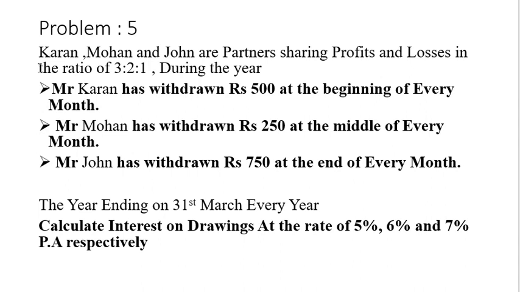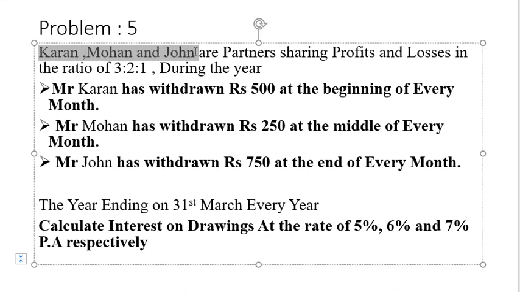Problem number 5. Same problem, nothing has changed here. Karan, Mohan and John, see 3 partners. Karan, Mohan and John are partners sharing profits and losses in the ratio of 3:2:1. So this is just a profit loss sharing ratio, and this 3:2:1 nowhere appears in calculation of interest on drawings.